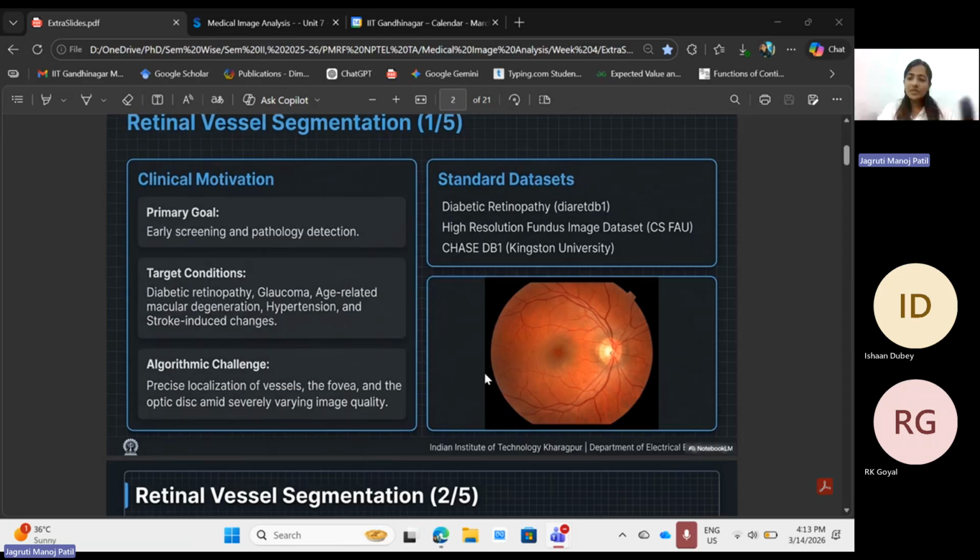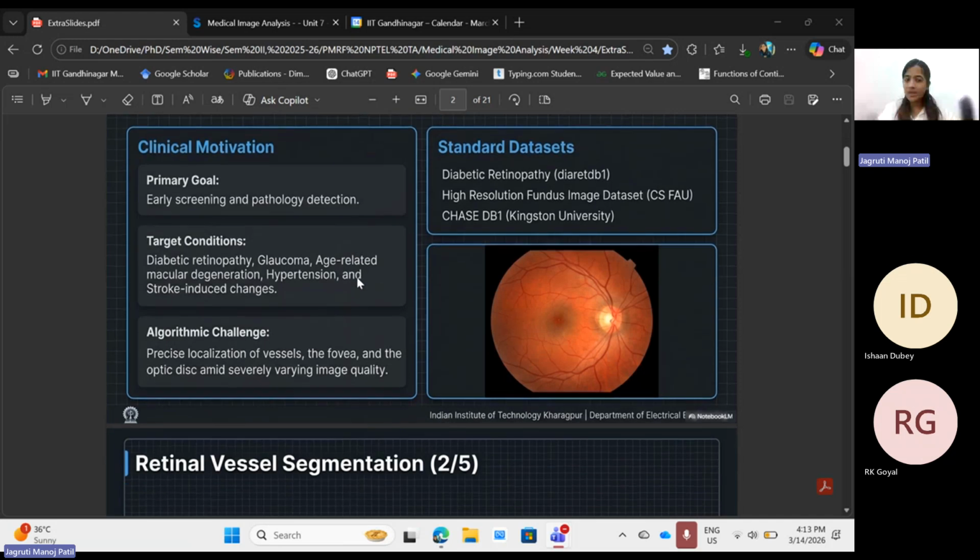Again, if you have diabetes, at times the intraocular pressure increases, which sometimes leads to glaucoma. These are all related to age. So the primary goal in this case is early screening and detecting the pathology.